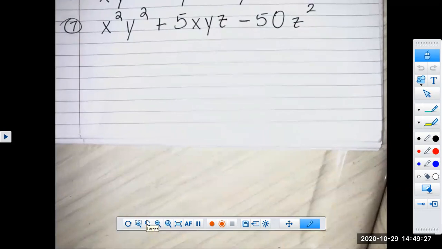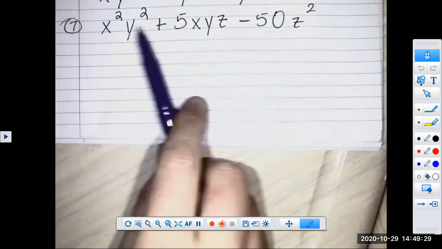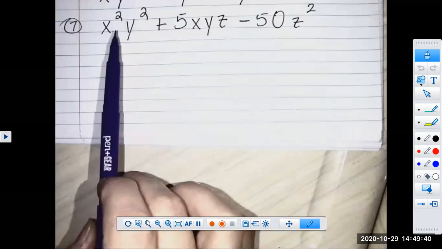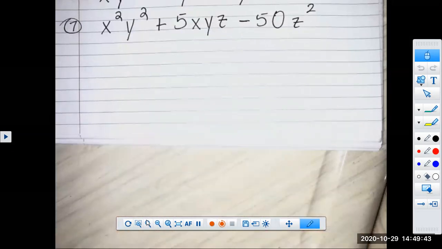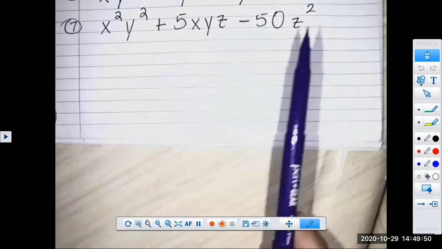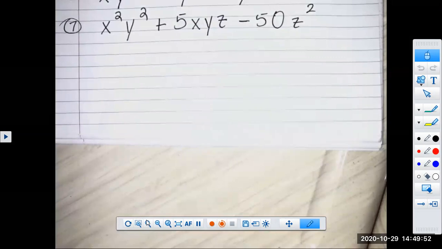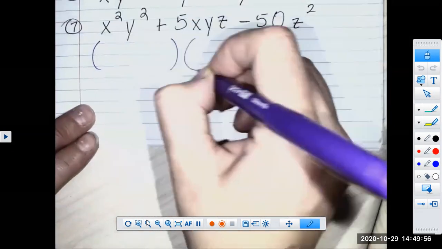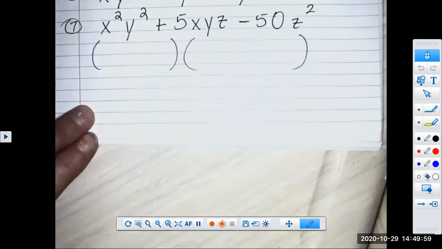Okay, is there anything that they have in common you could factor out first? Do they all have an x? No, they don't all have a y. They do not all have a z. And this number is 1, so you can't factor out any numbers as well. You do have a trinomial. So if it factors, it's going to factor into two parentheses.